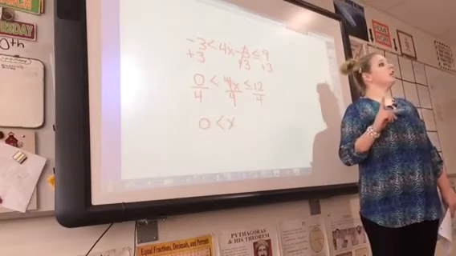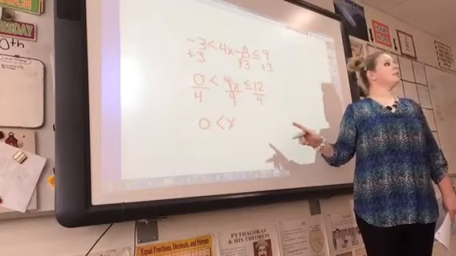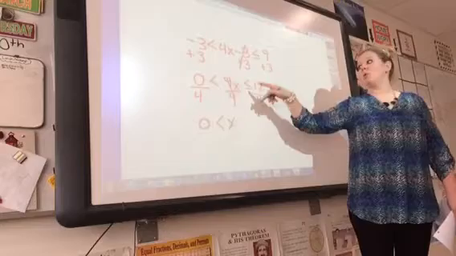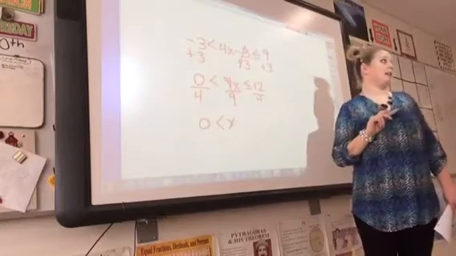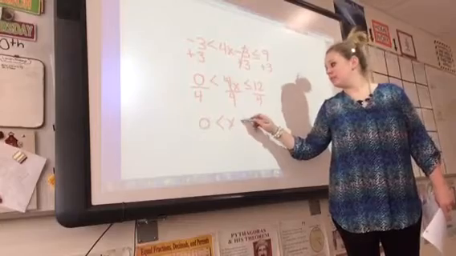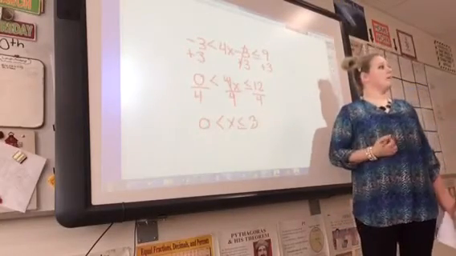And notice also, okay, I know this is not the case here, but if you were dividing by a negative 4, that would have flipped both symbols. Okay, so that still applies. Dividing and multiplying by a negative and flipping the symbols. But this is not flipped. So this would be my answer.